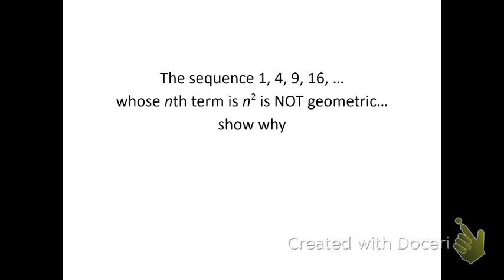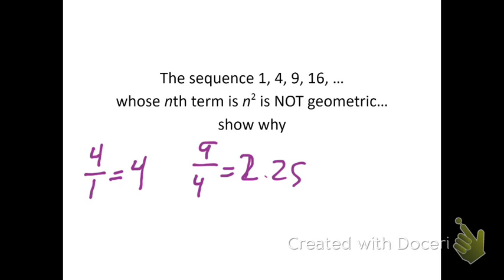So if you wanted to prove whether a sequence is geometric or not, you would just take consecutive terms and divide them. And if you get different answers, for example, 9/4 is equal to 2.25, not equal to 4, so right there you know it's not geometric.